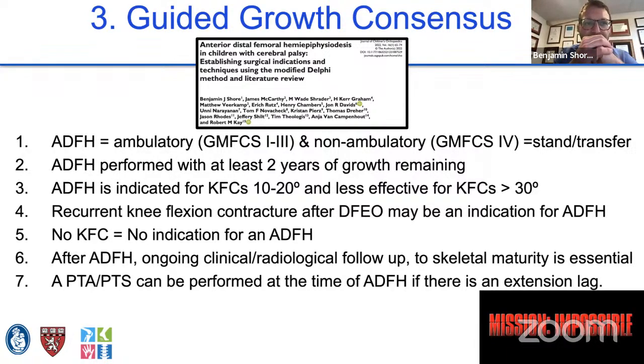But there's no role for doing this if there isn't a knee flexion contracture, and you need to continue to follow these patients like any patient who's had guided growth. And you can consider doing combined patellar tendon advancement or shortening if you see an extensor lag when you're putting the screws in. I typically would wait until they've made a full correction and do a definitive patellar tendon advancement at that point, but you could definitely do it in both ways.